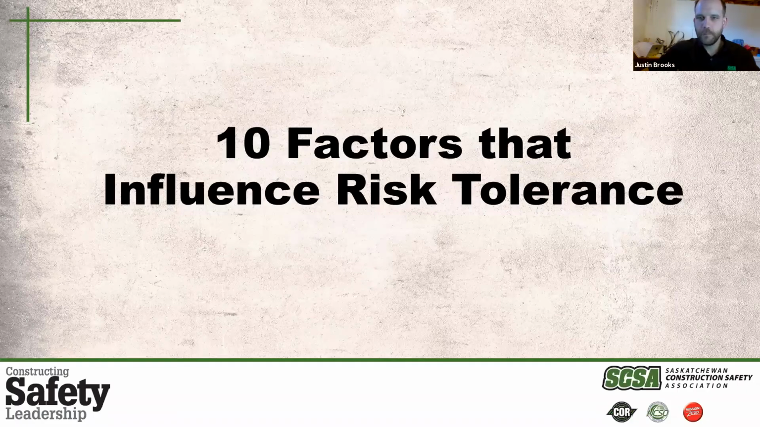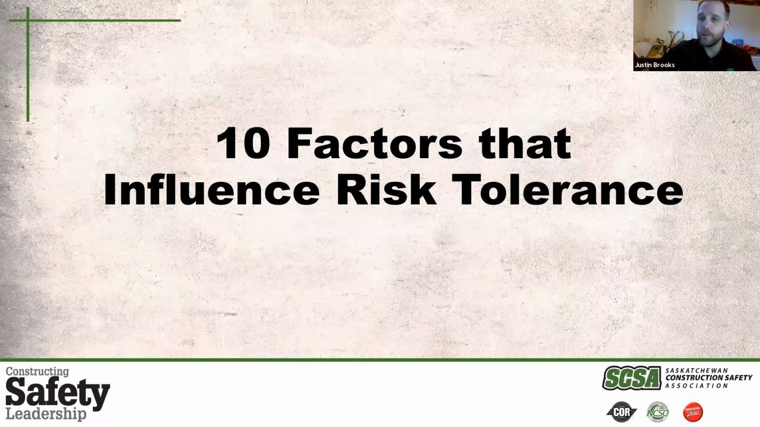So today we're going to be talking about the 10 factors that influence risk tolerance. What I'm going to do is get this rolling as soon as I share my screen. Just so you are all aware, at the end of every factor, there will be discussion questions. These are great to use in different toolbox meetings and that kind of stuff. I'll explain that as I get into this.